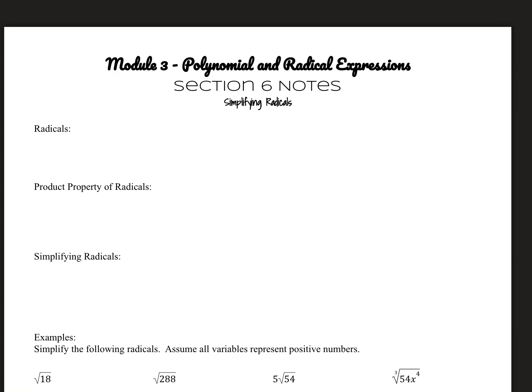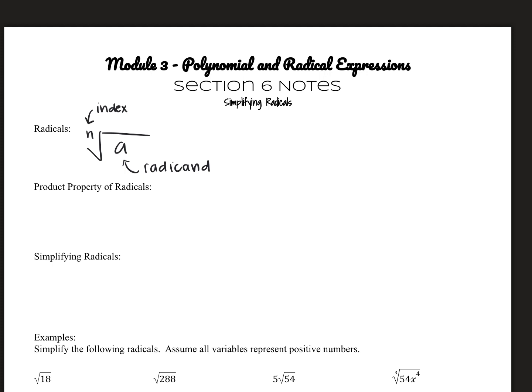In our section 6 notes, we're going to take a look at simplifying radicals that aren't perfect squares. In section 5, remember, we introduced the topic of radicals. In general, a radical is when you're taking the root of some number. n is what we call the index. It indicates what root you're taking. And the number underneath the radical is what we call the radicand.